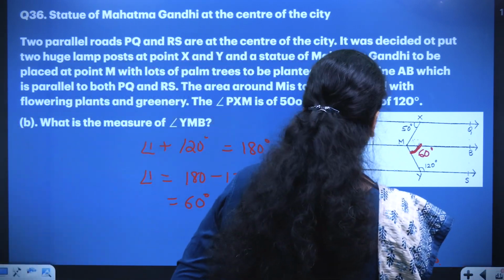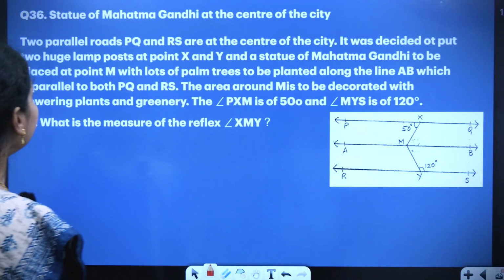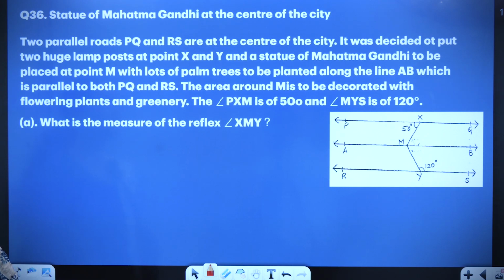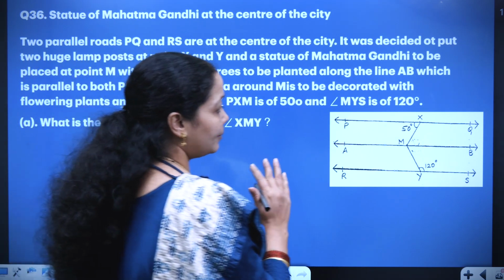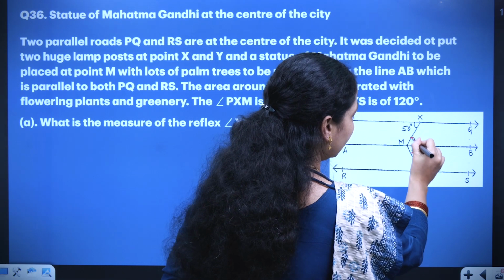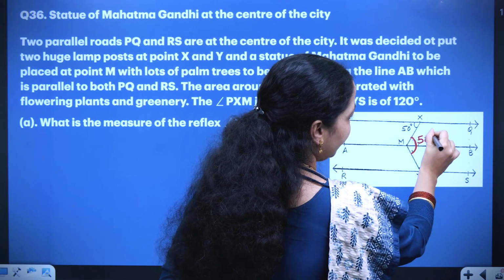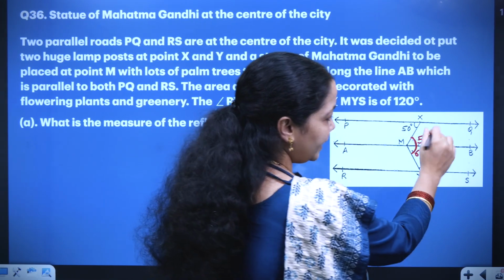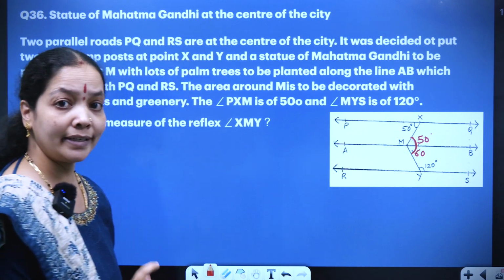When I move to the third question, let us see what is asked. What is the measure of reflex of XMY? XMY is the complete angle here. This angle was 50 degrees, this angle was 60 degrees. So complete angle XMY will be 110 degrees.